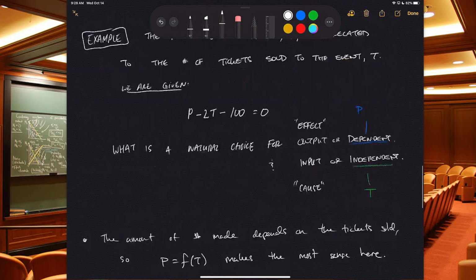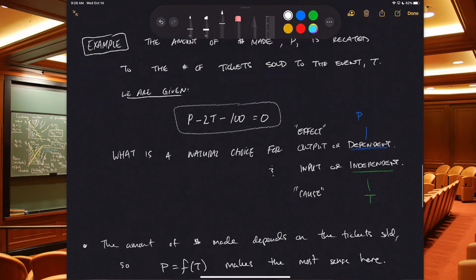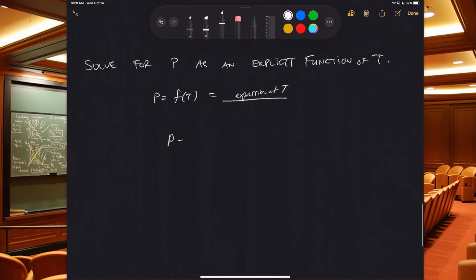So we have to start with what we were given. What we were given was P minus 2T minus 100 equals 0. So if my goal is P on the left and everything else on the right, or you could have P on the right and everything else on the left, right? The idea is that we've isolated P. So I want to do that using the balance principle. So let's start by maybe adding the constant 100 to both sides.